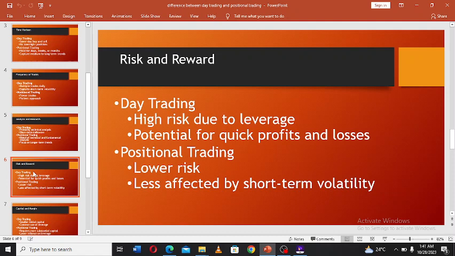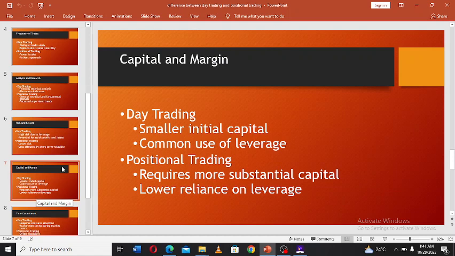So we move to capital and margin. That's the next difference. Day traders tend to use smaller initial capital and they commonly use leverage, like I said before. Because of their low capital, they tend to use higher leverage that can easily blow their account and can lead some people into depression and frustration, and they say forex is not for me. I cannot learn it. I blew up my account so many times.